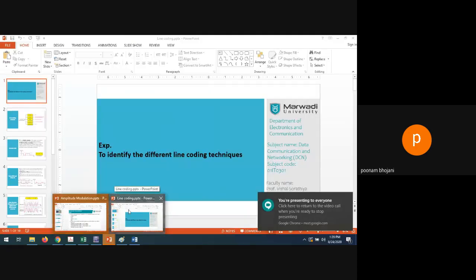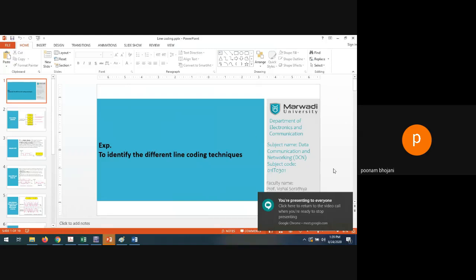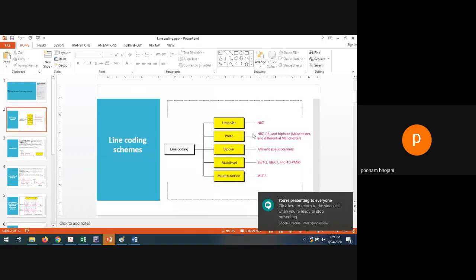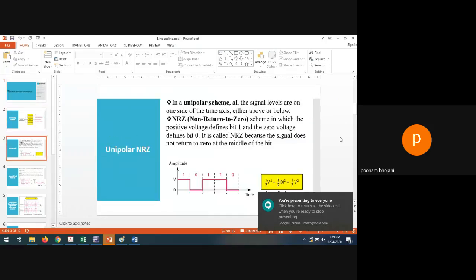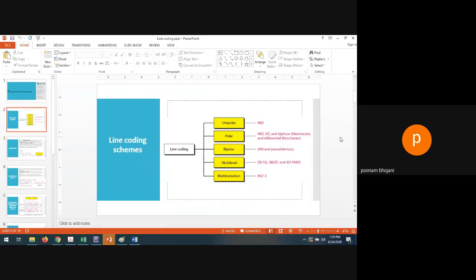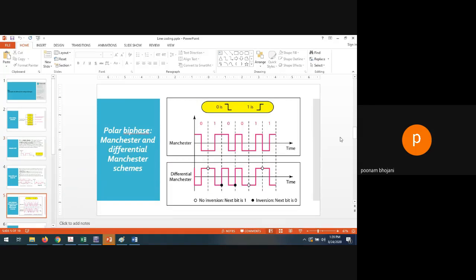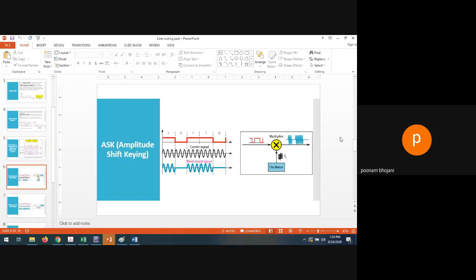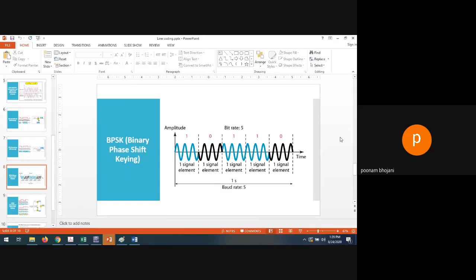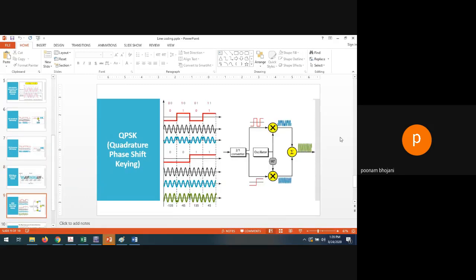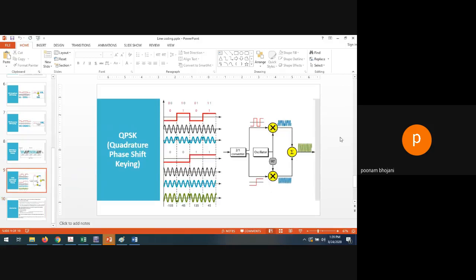Okay, so I was talking about the line coding. In the line coding experiment, I have kept the same slide that I explained in the theory: the different line coding schemes, unipolar, polar, Manchester and differential Manchester. ASK, FSK, PSK are also kept in this slide, because the exercise I am going to give you will require ASK, FSK, PSK also.